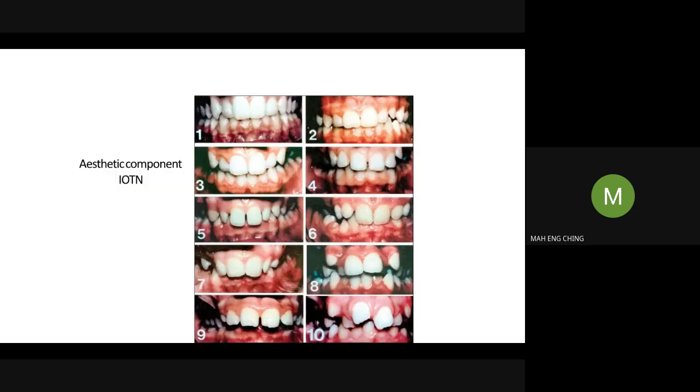So IOTN, this one is the aesthetic component. Right? There are two components, and this is the aesthetic component. They have these pictures, 1, 2, 3, 4, 5, 6, 7, 8, 9, 10, according to severity. You can see number 1 and number 2 are quite straight. They maybe have a little bit of deep bite and a little bit of overjet problem. When it comes to 10, you have crowding, and maybe an overjet problem and an overbite problem. So from 1 to 10, you grade the patient accordingly.